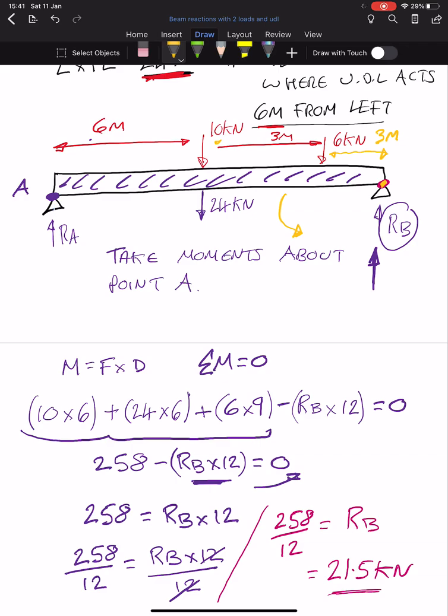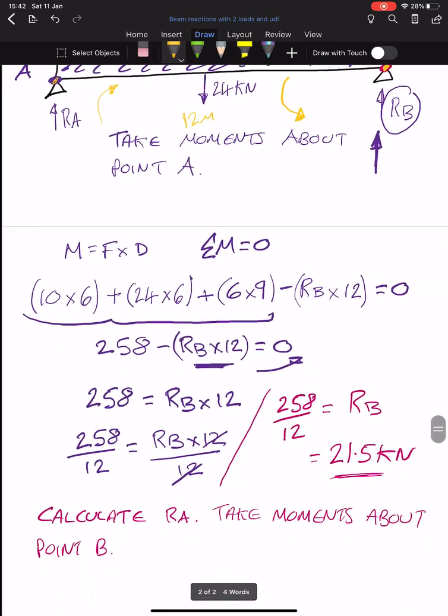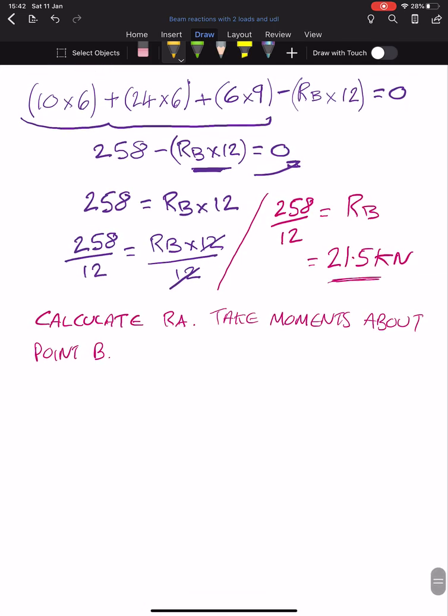And don't forget, I got RA over here, which I'm trying to find. RA is trying to push this beam clockwise. That's going to be a positive number, and it's 12 meters away because the length of this beam is 12 meters. So that's what I'm doing. So my first one is going to be 6 times by the 3.